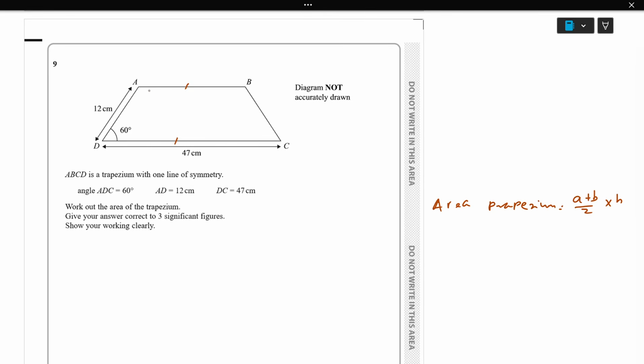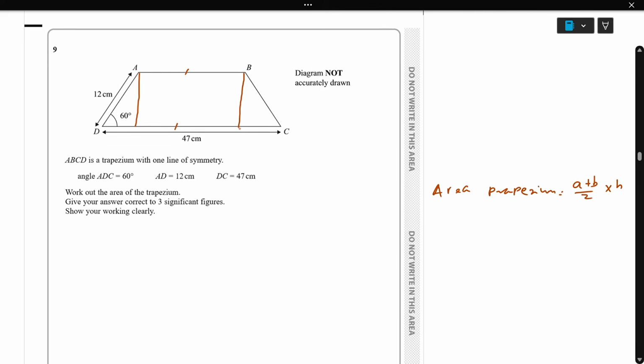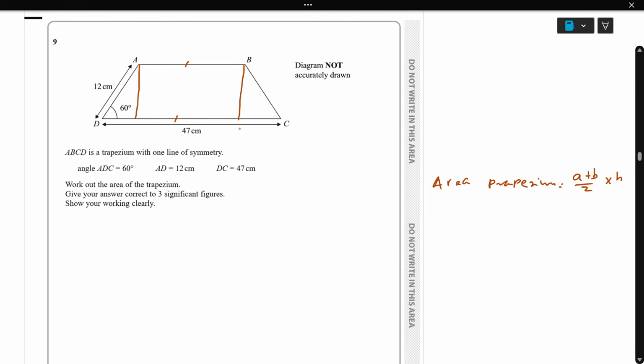A plus B over 2 times H. A and B are the parallel sides, this side and this side. Here the top side's measurement is missing, and the height is also missing. So I'll draw a height here. This is the height. I'm going to draw another height here as well, from here I'm going to find the missing sides.